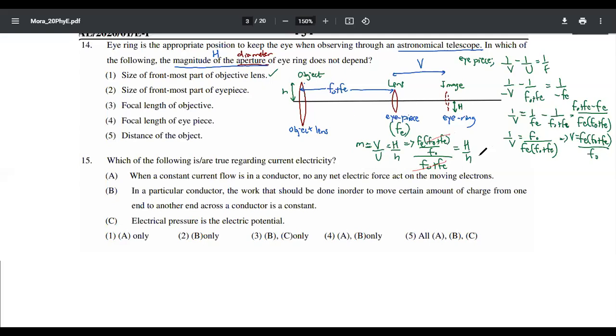You don't have to do all these things. Just assume that you got an essay question and you wanted to prove this in case. So capital H is equal to, finally you get a very small equation, simple h, FE over FO. Simple as that.